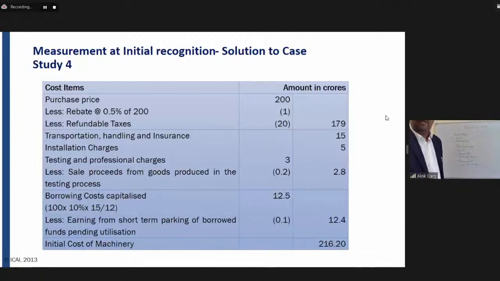This is your 15 crores. Installation charges is 5 crore. Testing and professional charges is 3 crore. And you have a trial run income of 0.2 crore, so it has to be deducted. Borrowing cost is 100 crore multiplied by 10%. It is for 15 months, so 15 by 12, which is 12.5 crores. Short-term income is 0.1 crore. It is required to be deducted. So the total cost of the machinery is 216.20 crores.